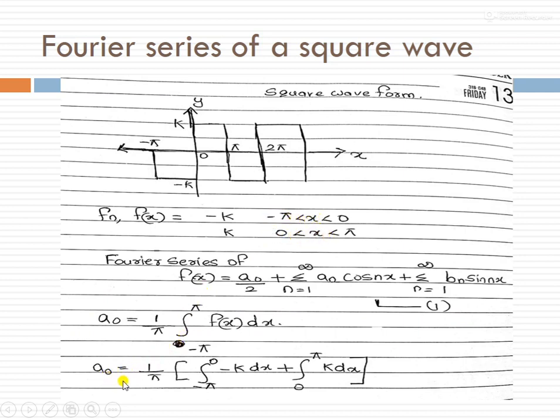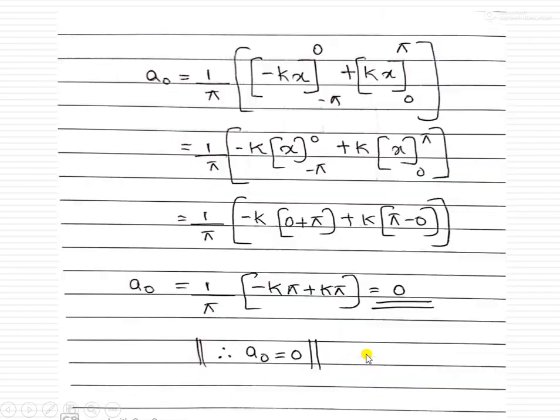That is a0 equal to 1 by pi into integral minus pi to 0 minus k dx plus integral 0 to pi k dx. By integrating we get 1 by pi into minus kx from minus pi to 0 plus k into x from 0 to pi, and by taking minus k outside and applying limits we get that a0 equal to 0.